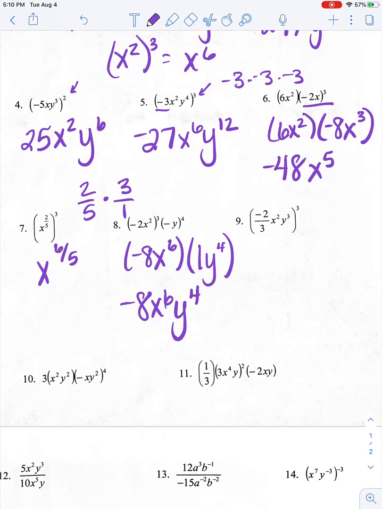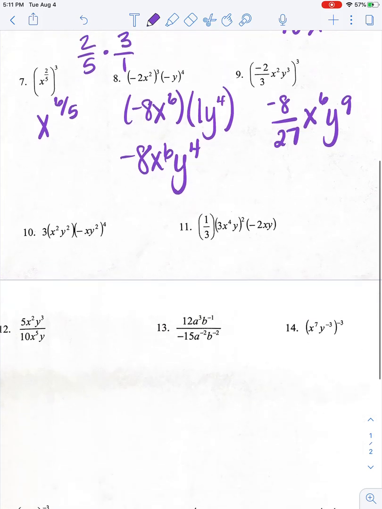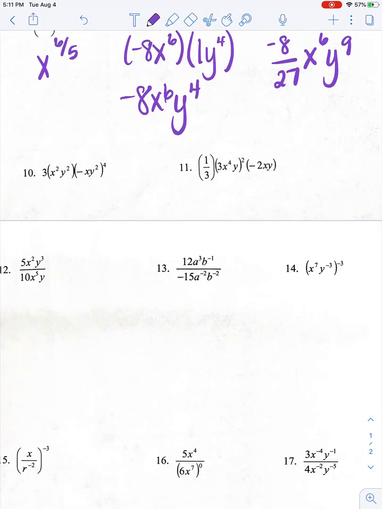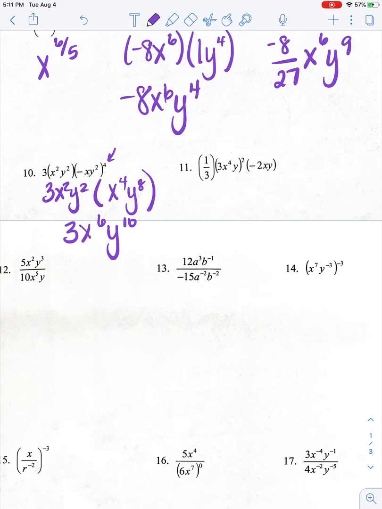Okay, so when you do fractions to a power, just cube the top and cube the bottom. So -2 cubed is a -8, and 3 cubed is a 27. So just do them separately. X to the, all right, when it's a power to a power, I'll multiply. There we go. This one, I'm going to go ahead and multiply those two. But then I need to do this to the 4th power, so that would be a positive 1. X to the 4th, y to the 8th. So 3x to the 6th, y to the 10th.